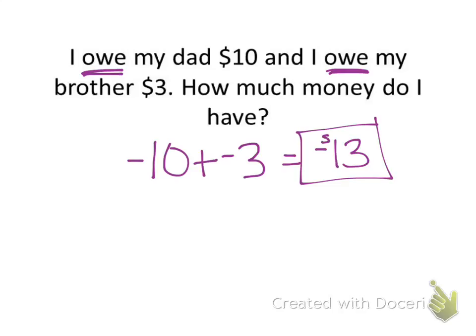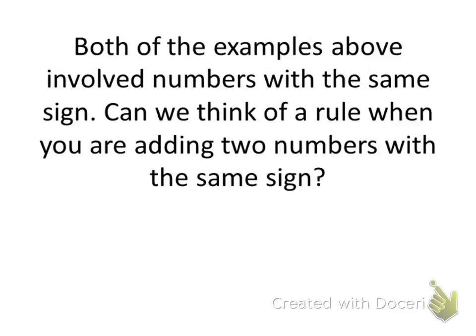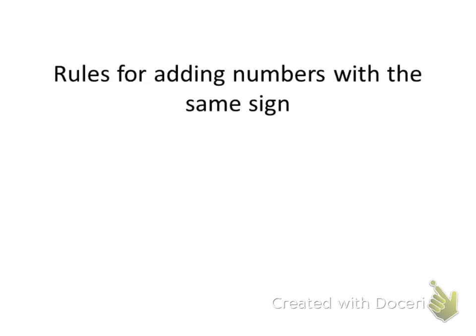I'm not a huge stickler for dollar signs. If you put it, great. If not, it's not the end of the world. What are your questions here? All right. This says both of the examples above included numbers with the same sign. First we added two positive numbers, then we added two negative numbers. Can we come up with a rule for adding numbers that have the same sign?